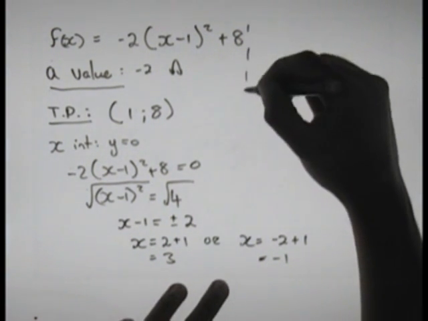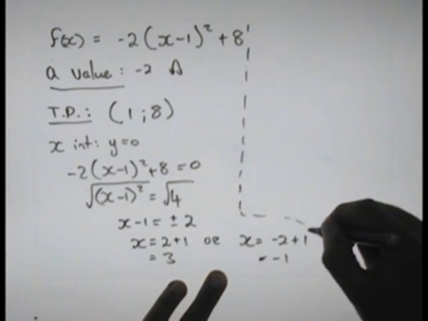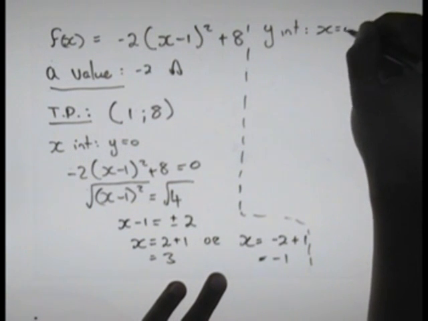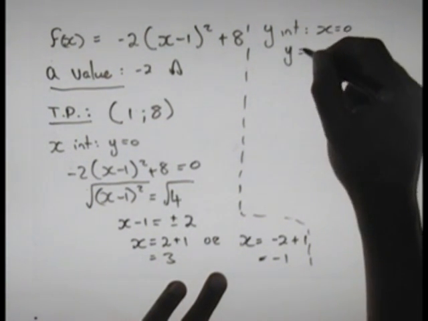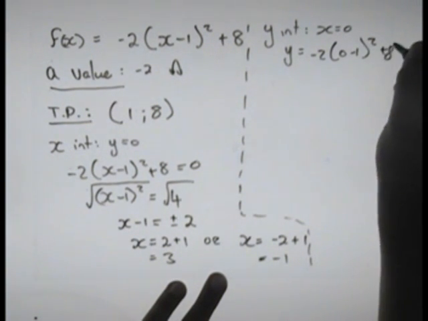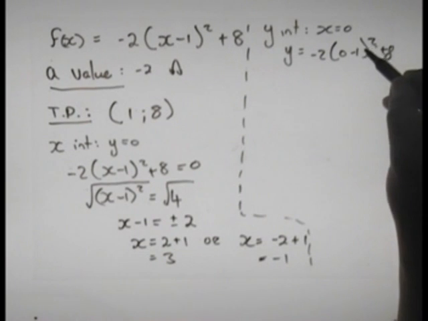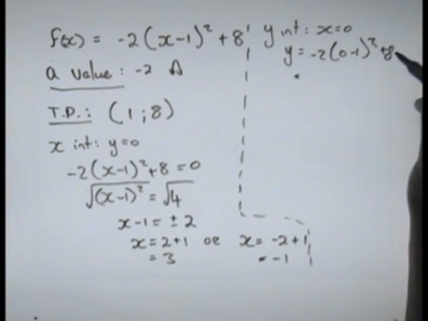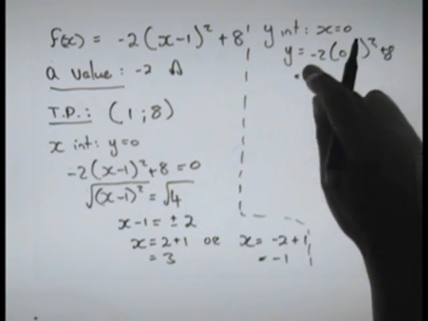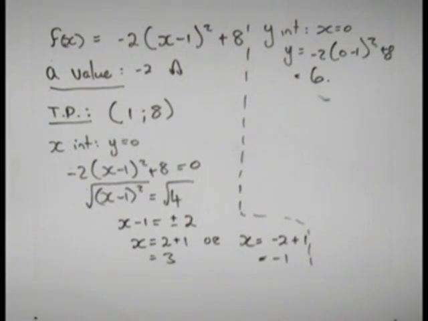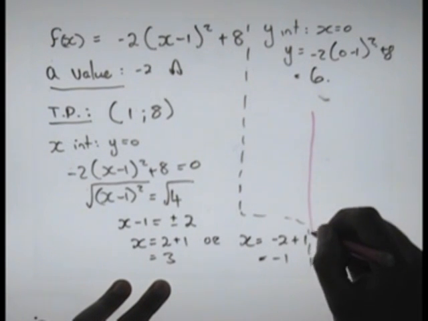I then look for my y-intercept. My y-intercept happens when x is equal to 0, which in this case y will equal -2(0 - 1)² + 8. 0 minus 1 is negative 1, squared is 1, times negative 2 is negative 2. Negative 2 plus 8 is equal to positive 6. That's all the information I need. I can now sketch my graph.